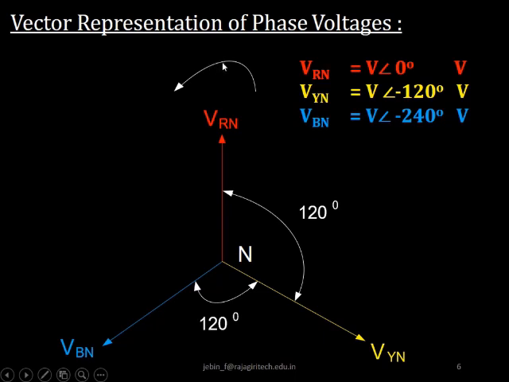Now from here also I can define what a phase sequence is. The phase sequence is defined as the order in which you get the maximum positive phase voltages of a three-phase system. If I take this point as reference, and if this particular phasor were to rotate in the anti-clockwise direction, the next phasor to reach this particular point is Vyn followed by Vbn. So here also I can say that my phase sequence is R, Y, B.